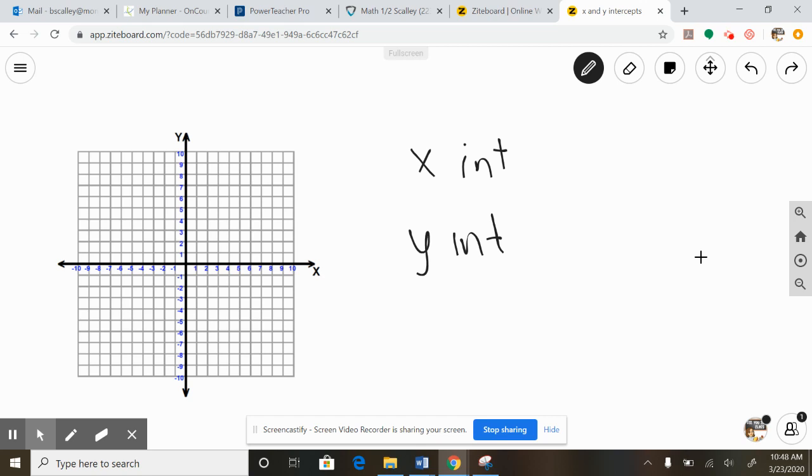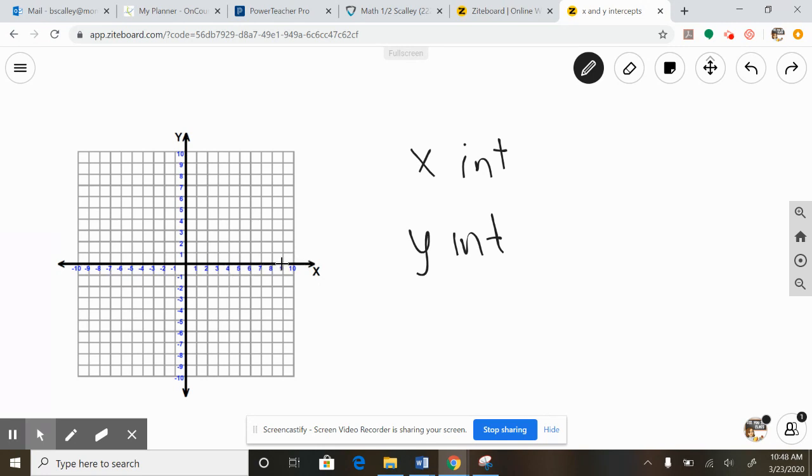Alright guys, so I'm making a video on x-intercept and y-intercept. Basically, we know already y-intercept is where your line is going to cross the y-axis. It could be anywhere on here, but it's where your line is going to cross it. That being said, x-intercept is just going to be where your line crosses the x-axis.